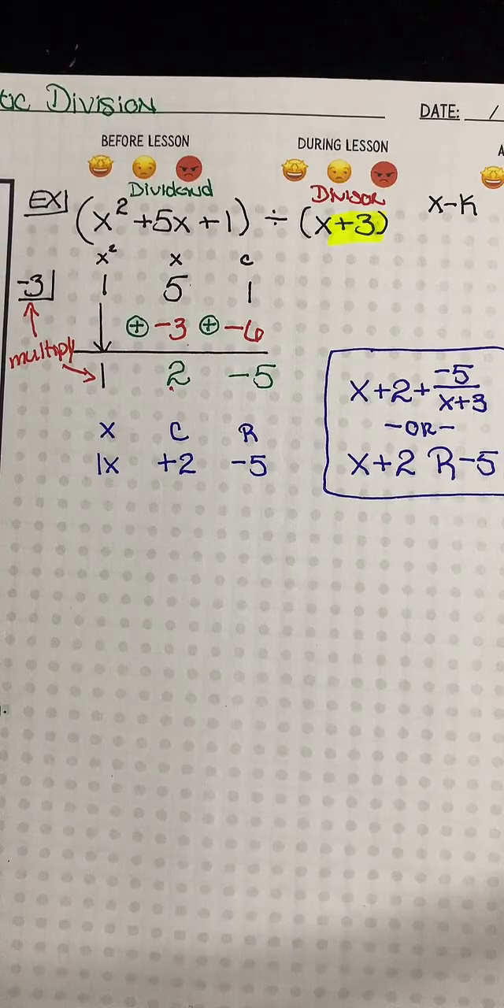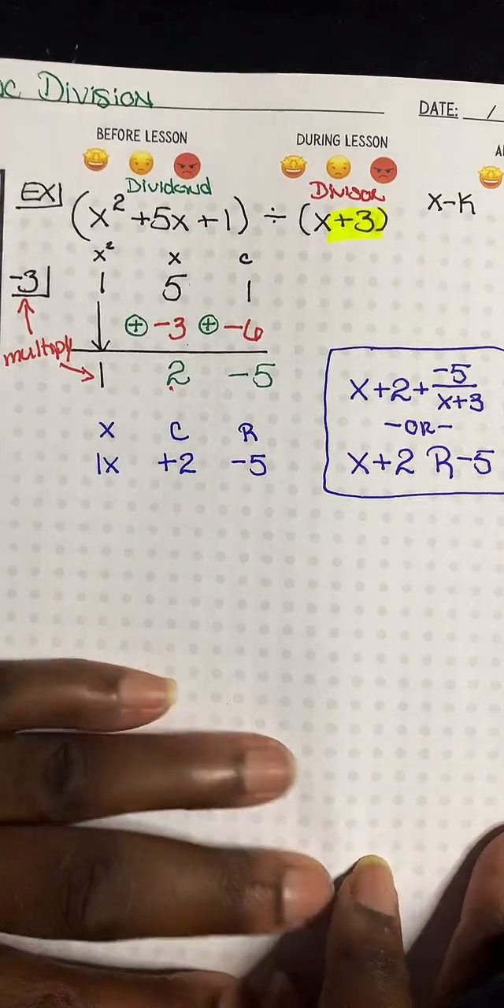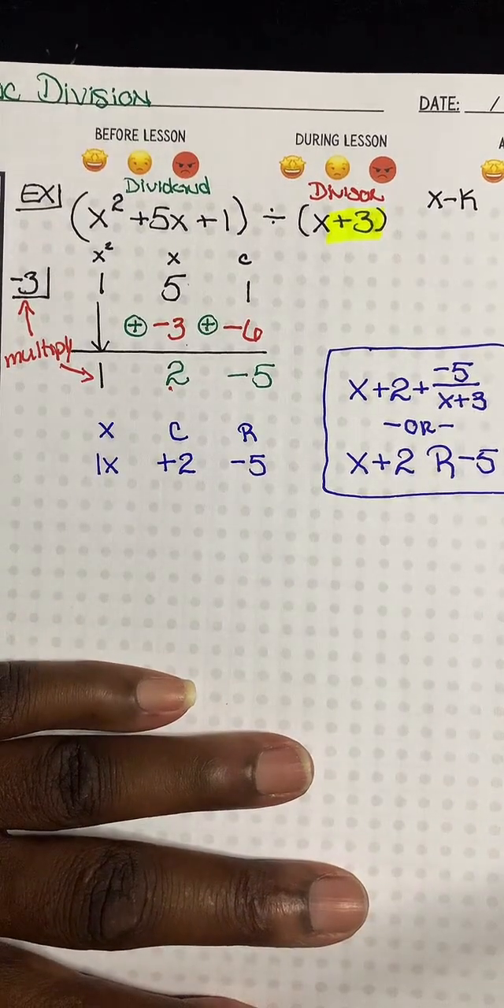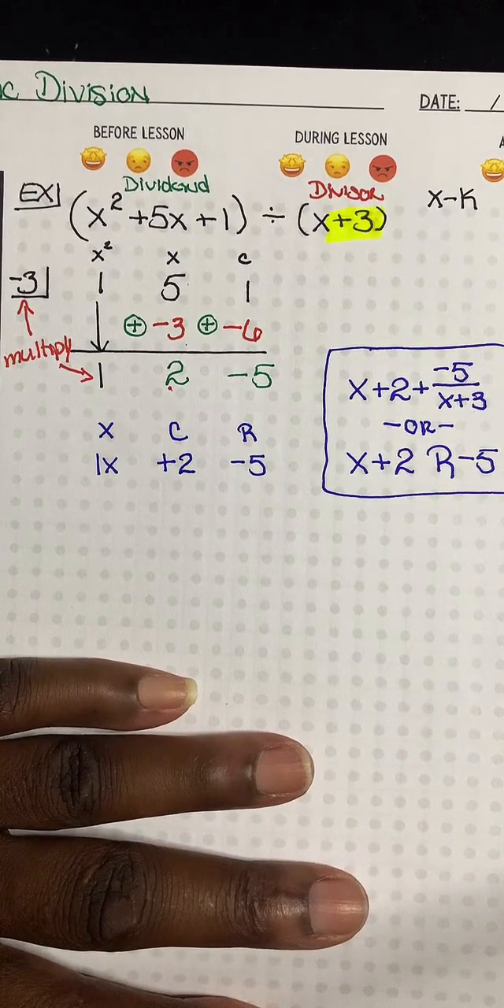All right, let's get that double tapping going. Yes, is this trigonometry? No. This is using synthetic division when you're dividing a binomial into another polynomial.